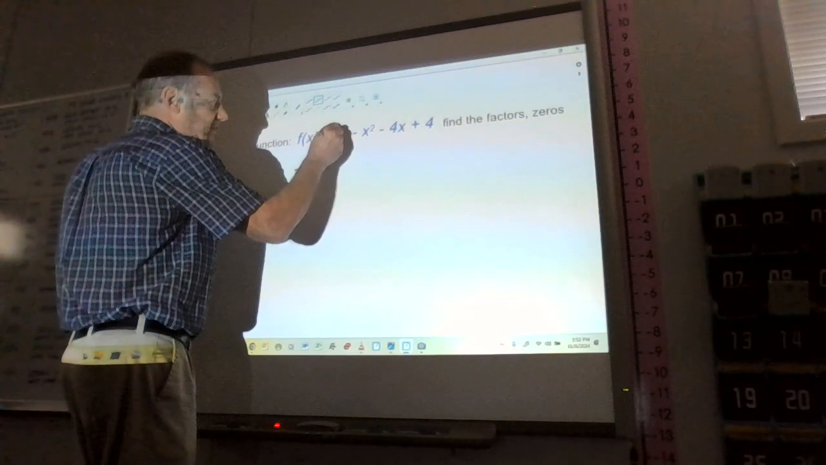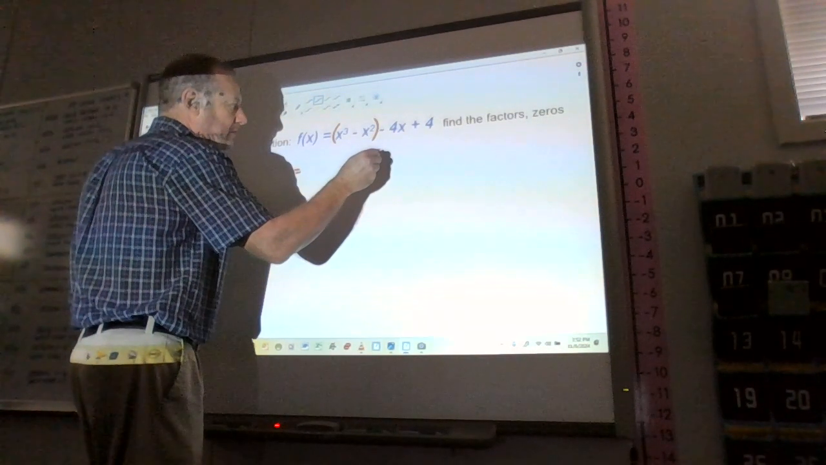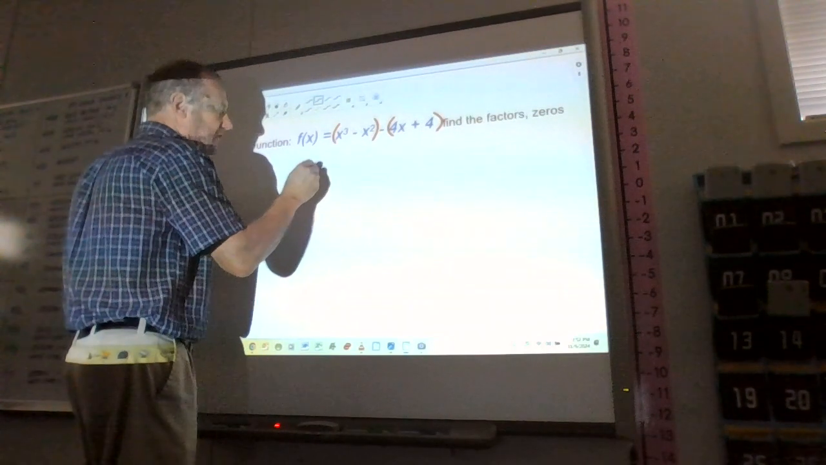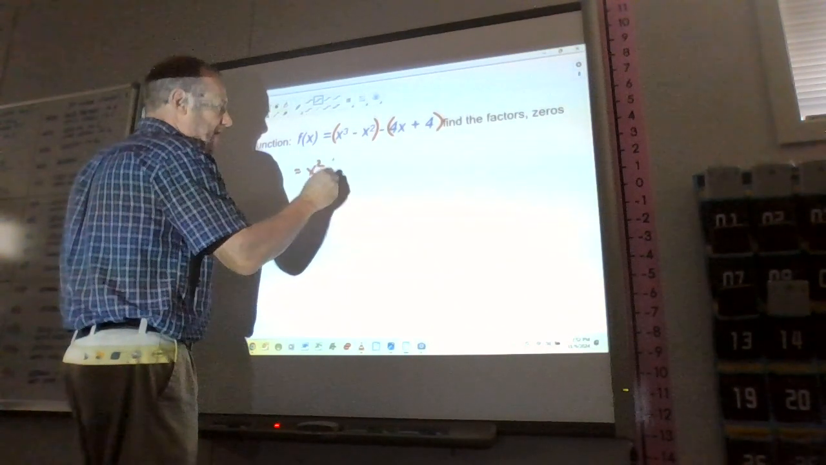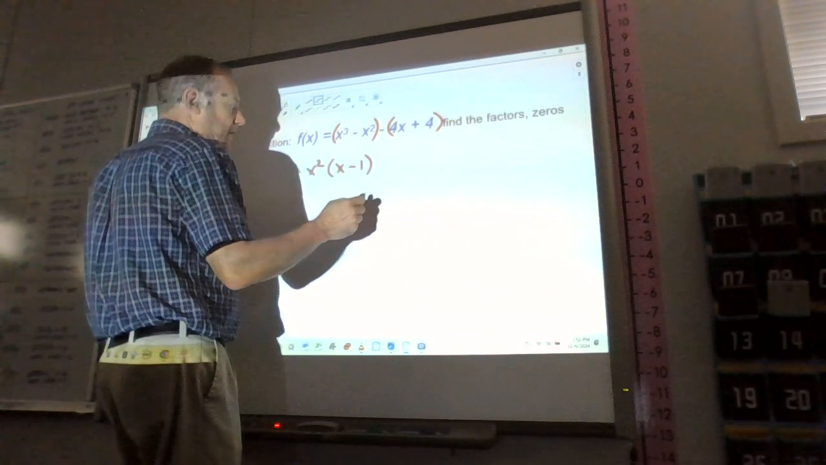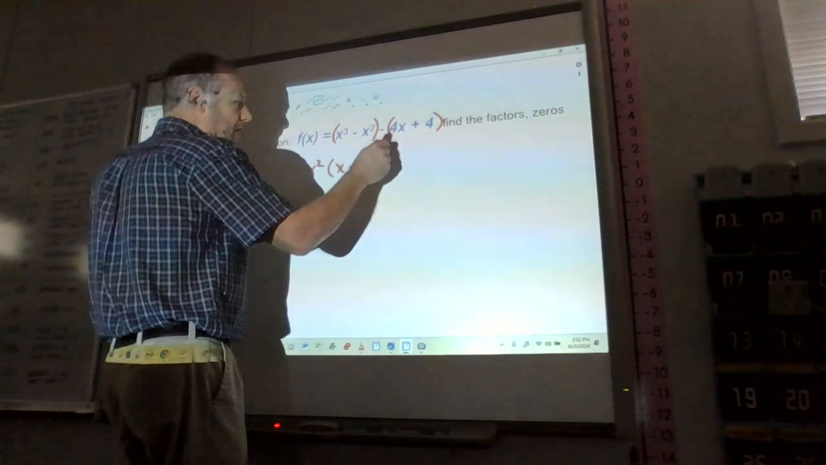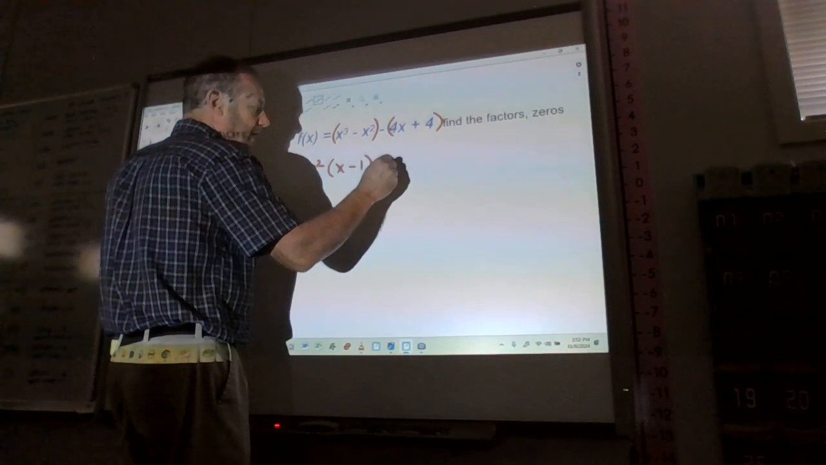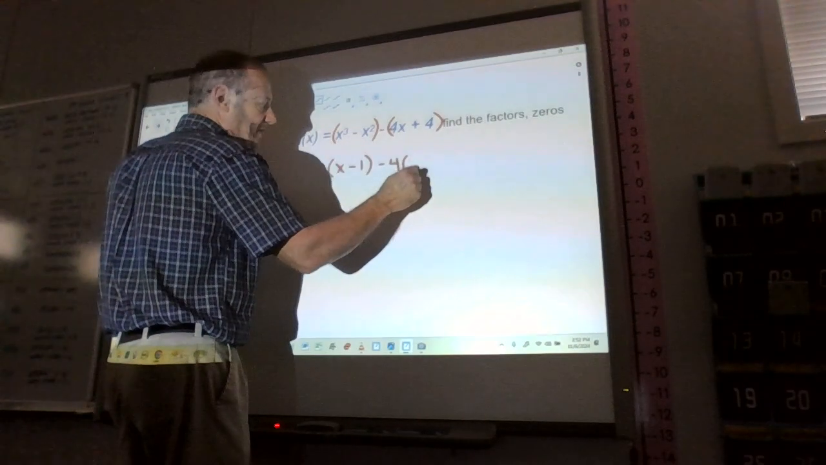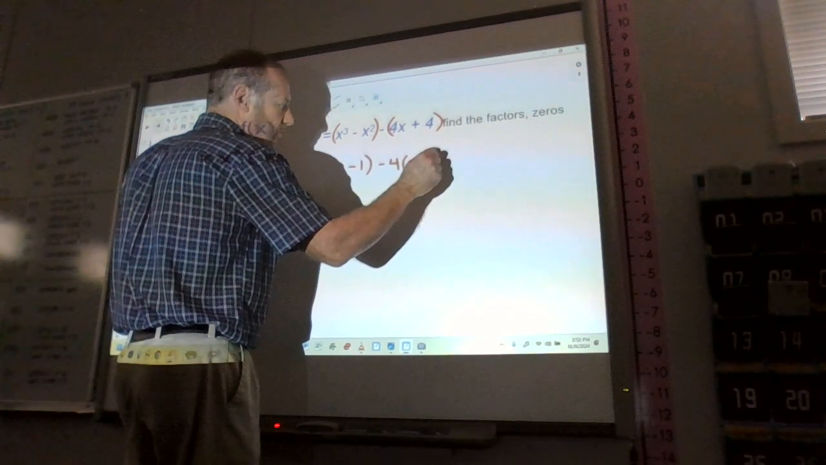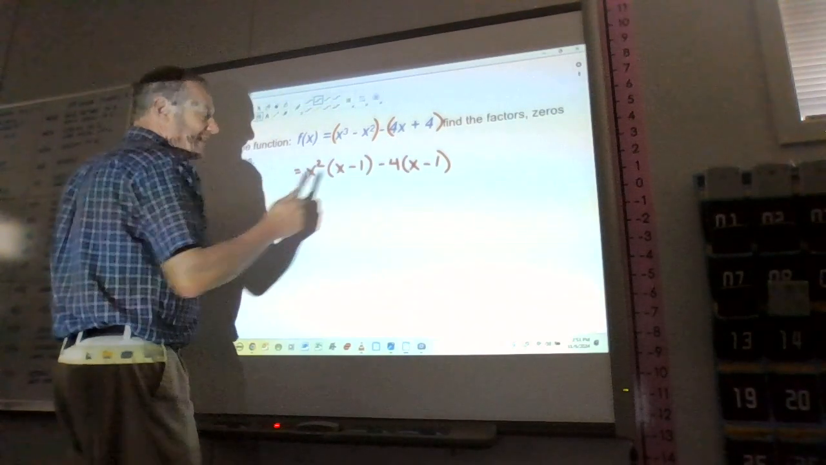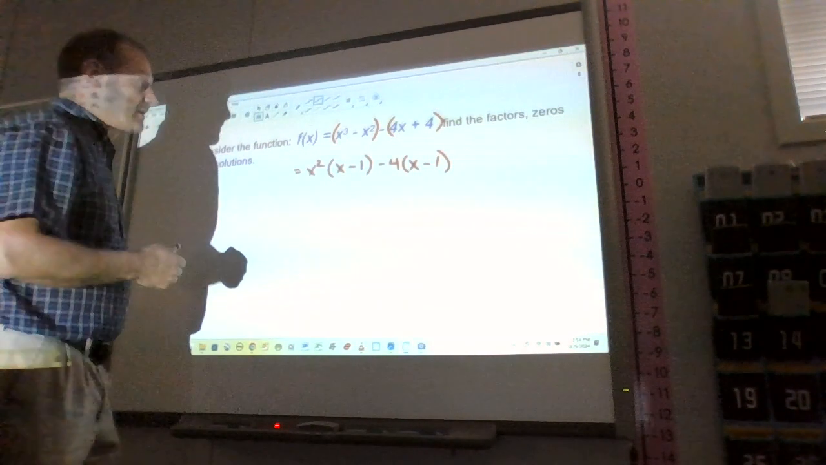So if I look at these two right here and these two right here, I can factor an x squared out of here. And that would leave me with x minus 1. And then I'm going to factor a negative 4 out of here. And that's going to leave me with a positive x here and a negative 1 there. Now, I want to make sure these two are the same thing. I got to get the same thing out of both pieces of this.